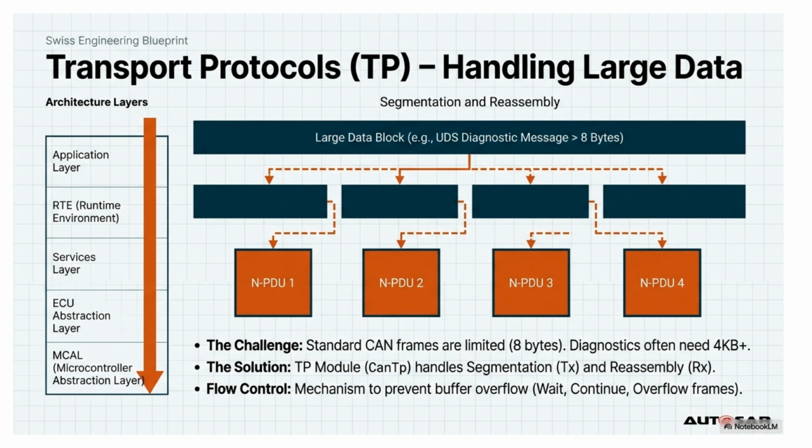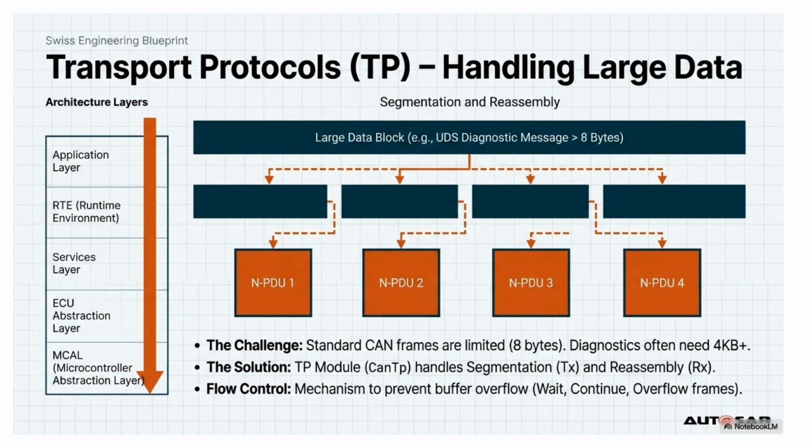Key parameters exchanged here include the block size, BS, which determines how many frames can be sent before another acknowledgement is needed, and ST-min, separation time, which defines the minimum interval between frames to prevent buffer overflow. Following the handshake, the sender transmits the remaining data using consecutive frames, CF. On the receiving side, the TP module is responsible for reconstructing these segments into a single cohesive message.